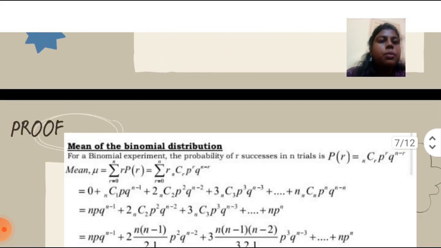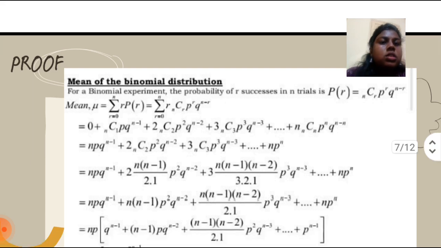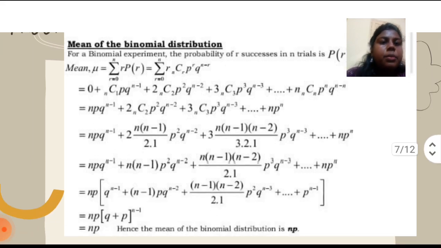Now let us see the proof of the mean of the binomial distribution. For a binomial experiment, the probability of success in n trials is written as nCr p power r q power n minus r. So here the mean formula can be written as summation r equal to 0 to n of r times nCr p^r q^(n-r).